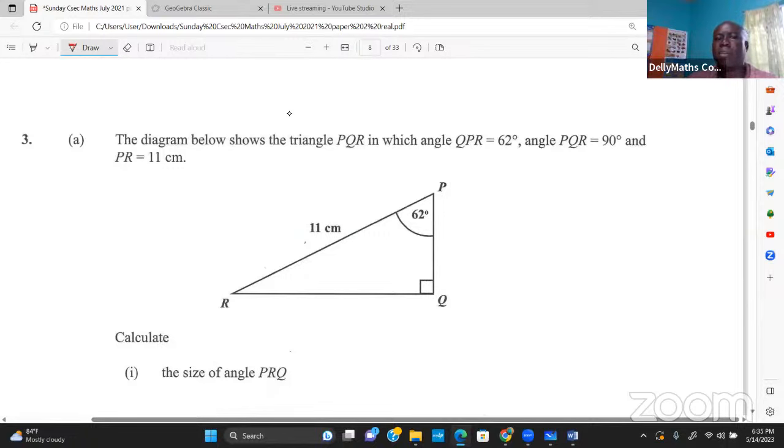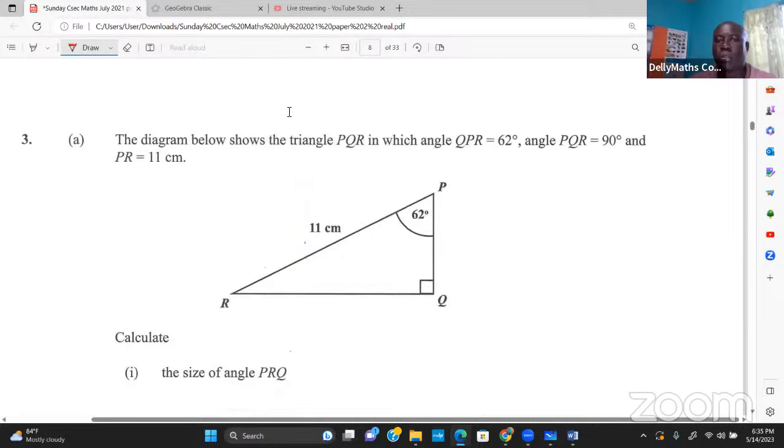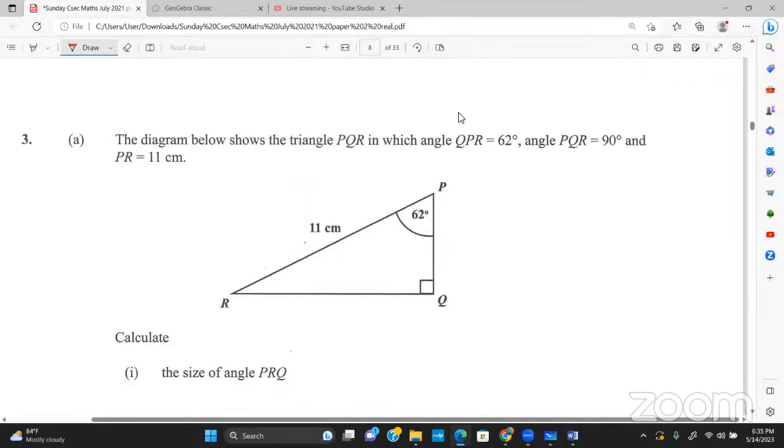It says the diagram below shows the triangle PQR, right? Which angle QPR is 62 and PQR is 90. You're seeing that. PR is 11.